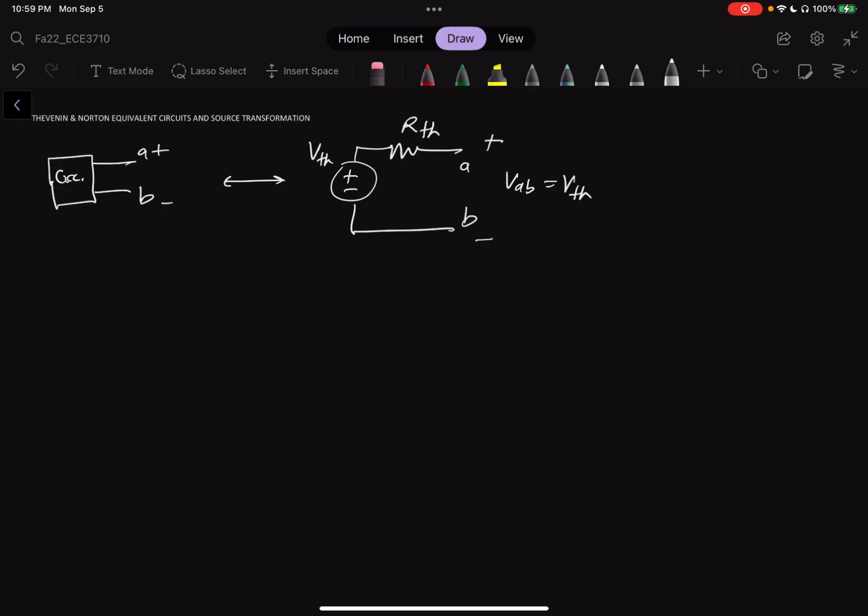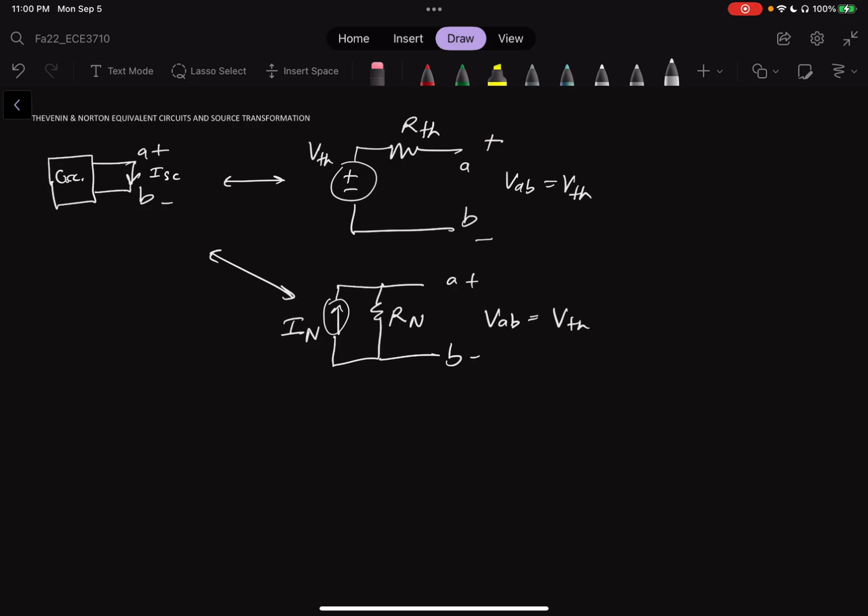and you can also go from this circuit drawing on the left-hand side to a Norton equivalent circuit. A plus, B minus, VAB, which is equal to V Thevenin. This is Rn. This is the Norton current. Now, how are they all related? Well, if you took a short circuit current, so you connect node A to node B with this short circuit current called ISC.